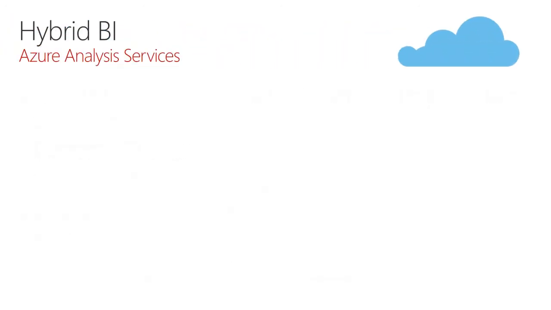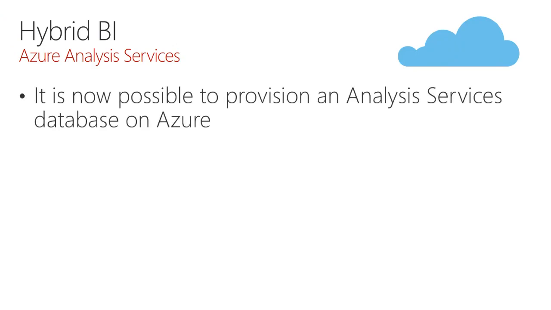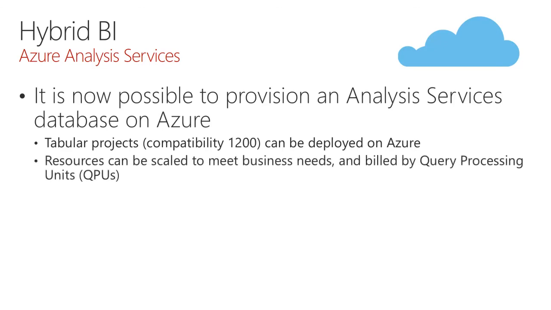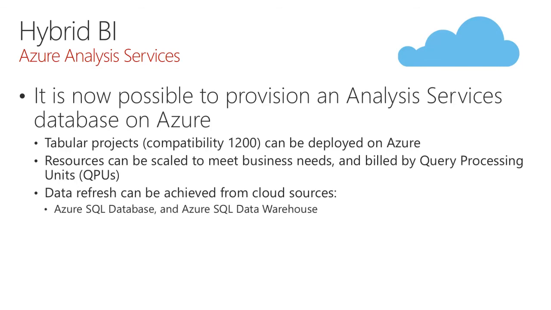A newer capability currently in preview is Azure Analysis Services. It is now possible to provision an Analysis Services database on Azure. These must be tabular projects with a compatibility level of 1200, which may be deployed on Azure. Resources can be scaled to meet your business needs and are billed by a query processing unit. Data refresh can be achieved from cloud sources, including Azure SQL Database and Azure SQL Data Warehouse.